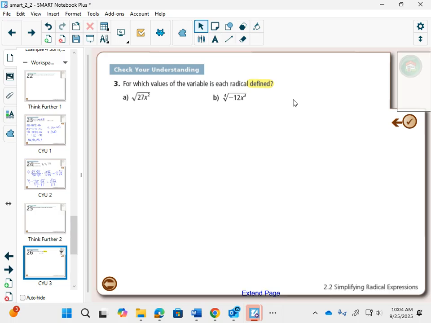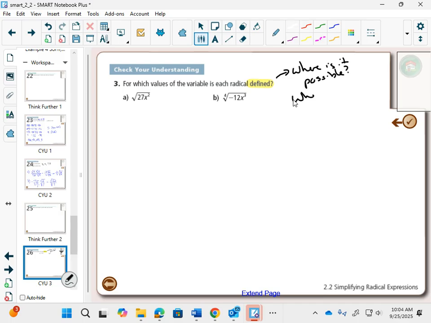What are they asking for? When they're asking for where something is defined, they're asking where is it possible? What is the domain? We're looking for what x values are possible, what x values are not possible. And in fact, when asking where something is possible, you often also ask the opposite question, where is it not possible? Is it ever not possible? Is a really good question.